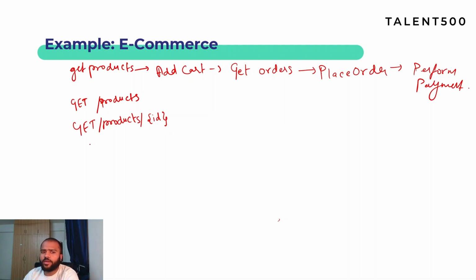Okay, and then you might be using query parameters also to do some filtering or sorting and stuff like that, right? So get of products, but with the sort or search, something like that. Okay, sort, whatever parameter you want to give. So this is what the products API will look like.